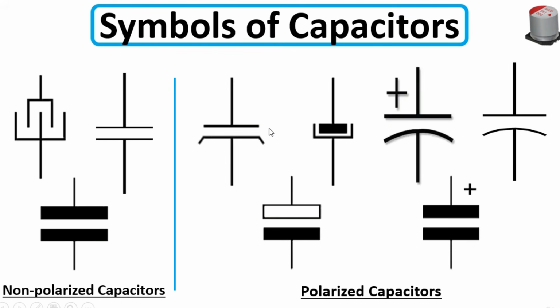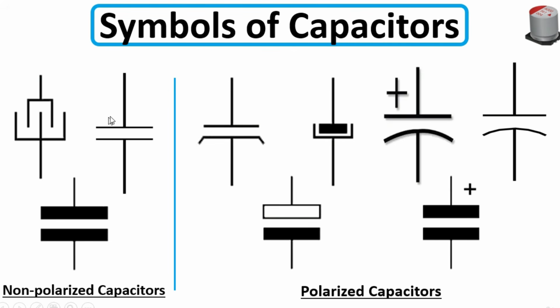For the polarized capacitor, we usually use these two kinds of symbols, this and this. For non-polarized capacitors, we have these three symbols, but we usually use these, as you can see. This is also a UK symbol, and this is a US symbol, but we usually use this one.